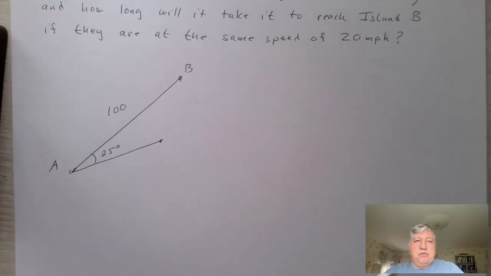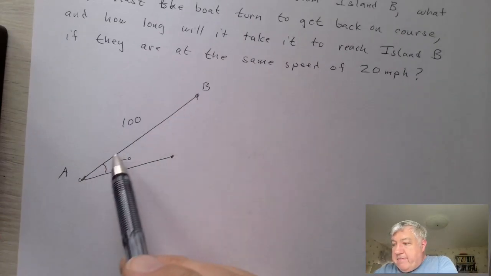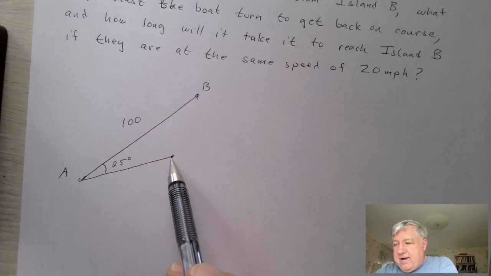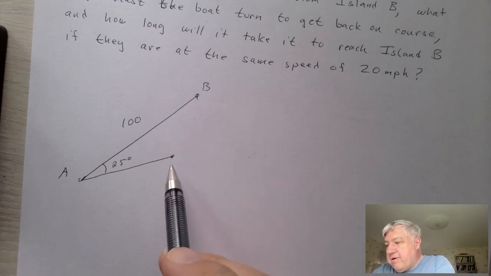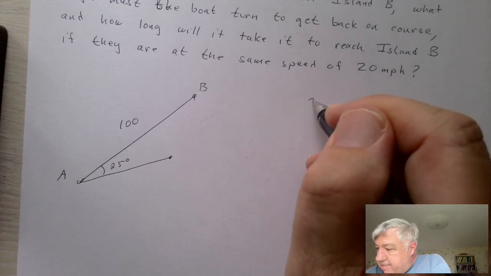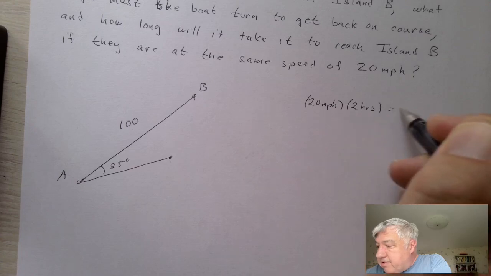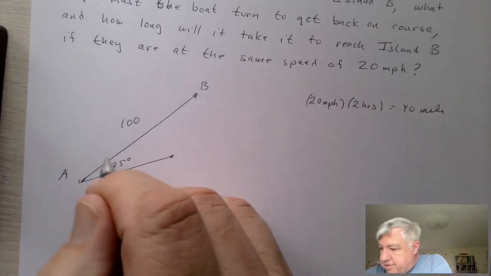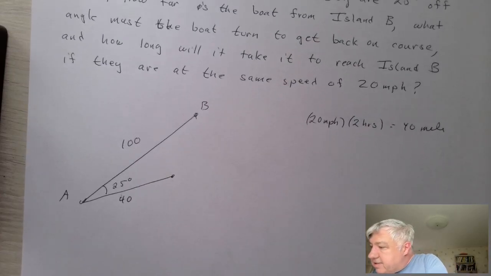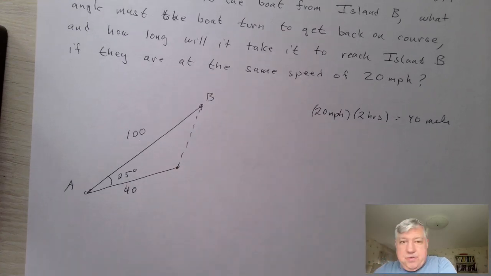And this is the picture to straighten things out, see what's going on. So this is the original plan of the boat, but we were off course by about 25 degrees. And so they're here after 2 hours. Now, after 2 hours, of course, they were going at 20 miles per hour. So after 2 hours, of course, that's 40 miles. So this distance is 40. And the first question they ask is, how far is the boat from island B?